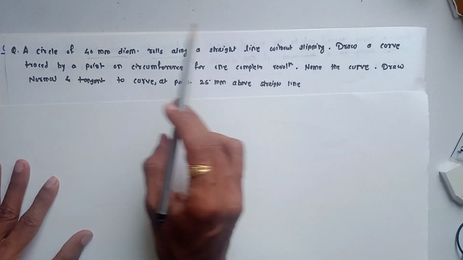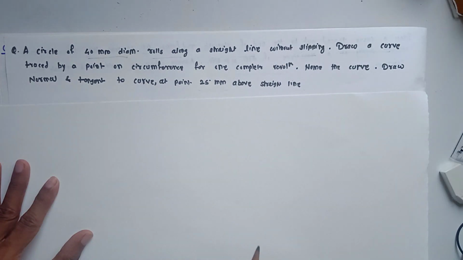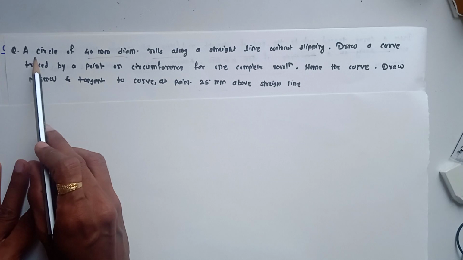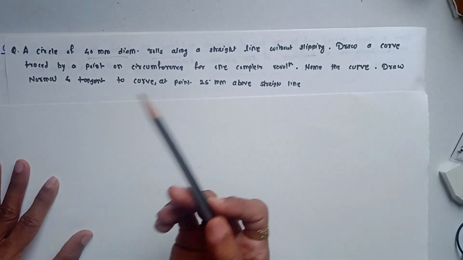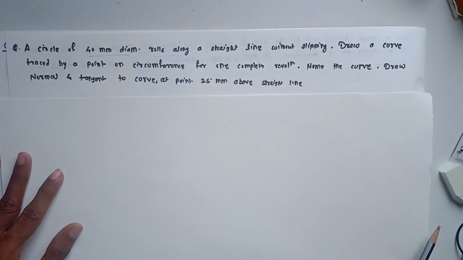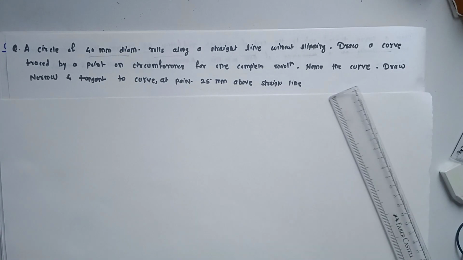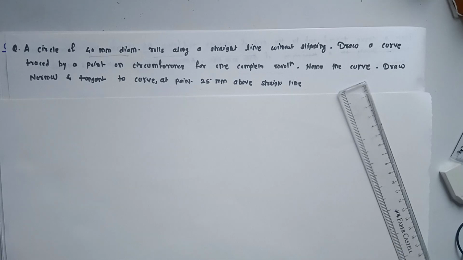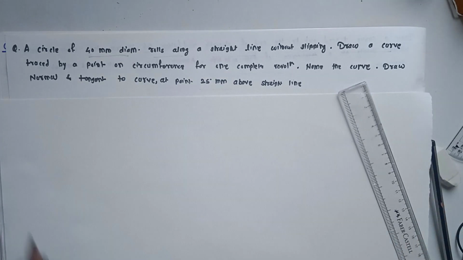Okay. So, in this question, the type of curve is not given, whether it is an involute curve or a cycloid curve. We need to identify what is the type of the curve. So, we can decide what is the type of curve depending on the given information. As a circle is rolling on a straight line, the curve must be a cycloid curve. Okay. Now, the procedure is, first draw the circle with the given diameter. So, the diameter is 40 mm.